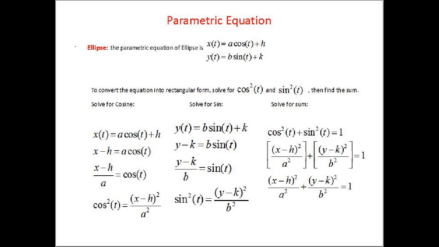Now we can add both equations together, and that gives us cosine squared of t plus sine squared of t is equal to x minus h squared over a squared plus y minus k squared over b squared. The Pythagorean identity states that cosine squared of t plus sine squared of t is equal to 1, so the equation of an ellipse is x minus h squared over a squared plus y minus k squared over b squared equal to 1.